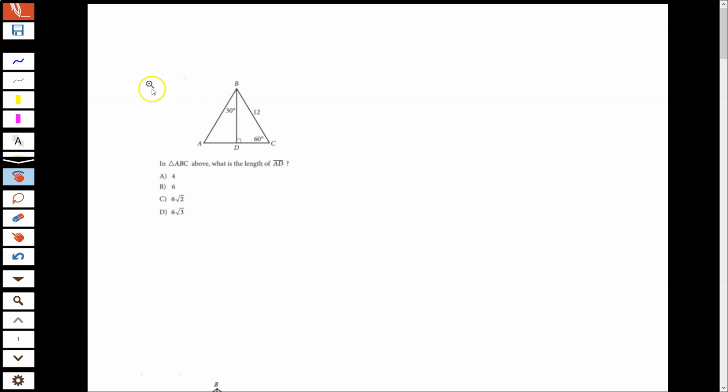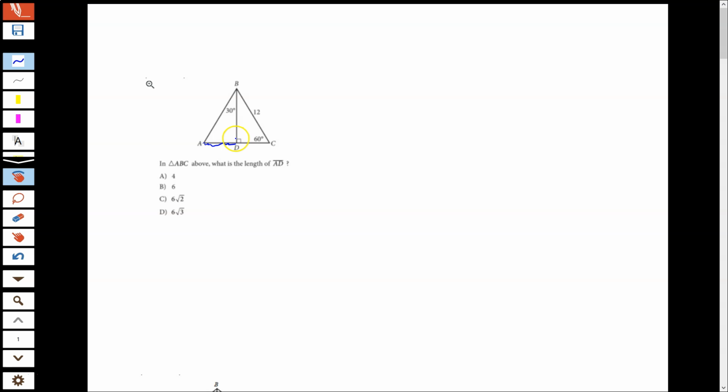Here, we're looking for the length of AD. So AD is here in this first one. And this is challenging because we have multiple triangles. We might have multiple steps happening here. Let's think a little bit.